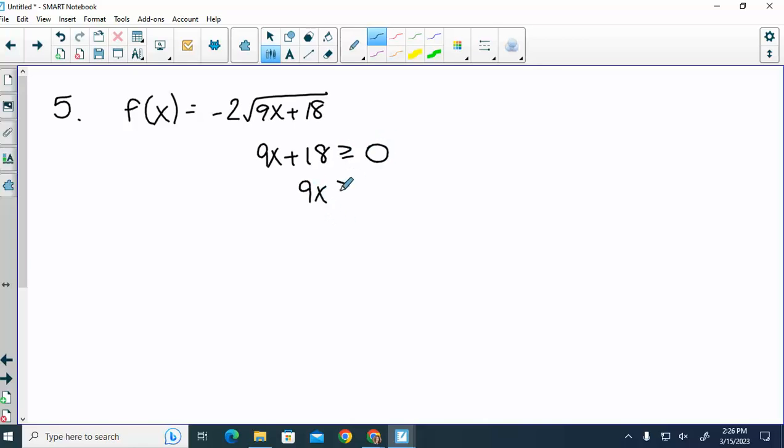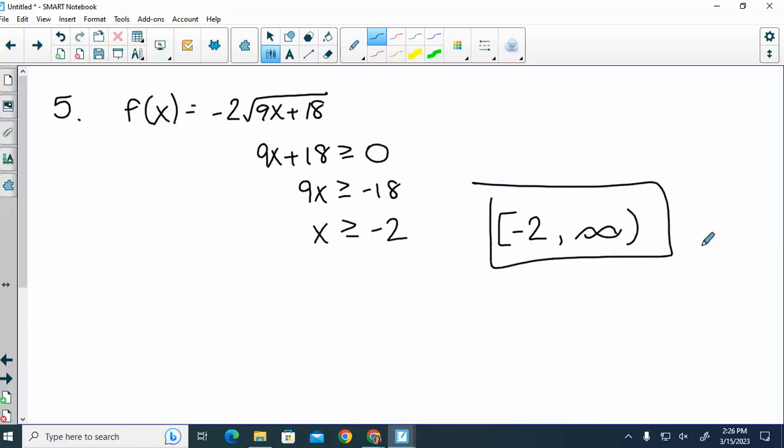So 9x has to be greater than or equal to -18. So x is greater than or equal to -2. Then in interval notation, it's starting at -2, equal to means bracket, and then everything larger. So -2 to infinity.